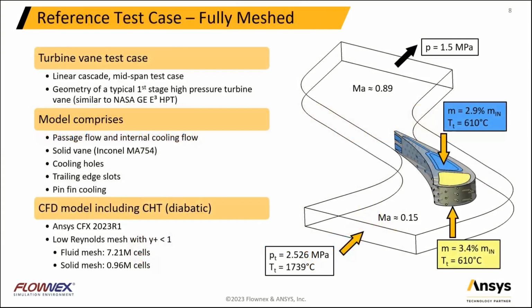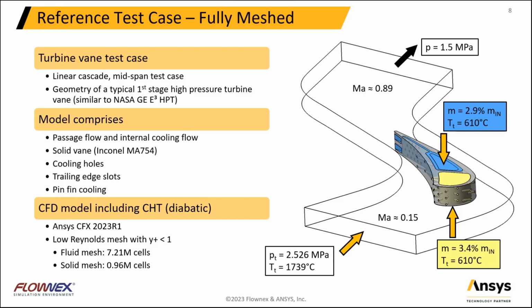For the sake of demonstration, we created a reference test case. To reduce the computational effort, the turbine test case has been generated as a linear cascade at midspan. The geometry of the vane is similar to that of a NASA GE E-Cube engine, and therefore it is typical for the first stage of a high-pressure turbine.